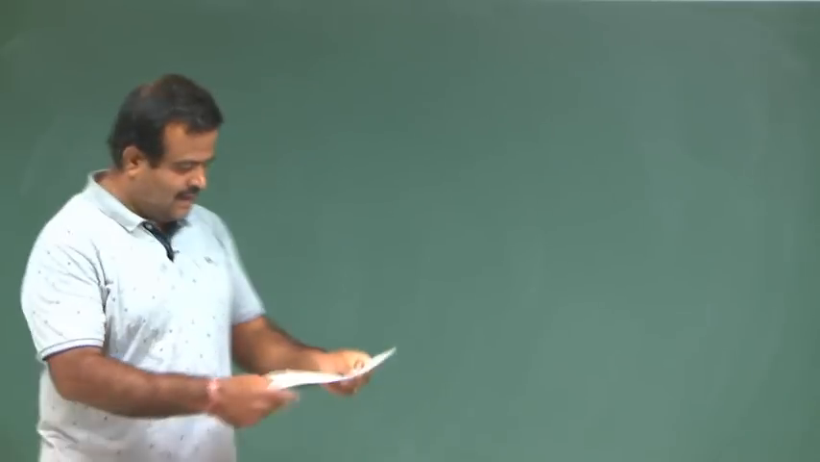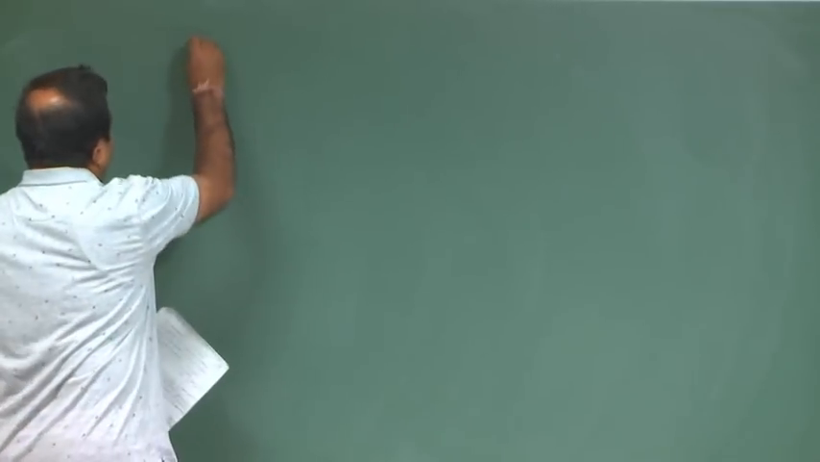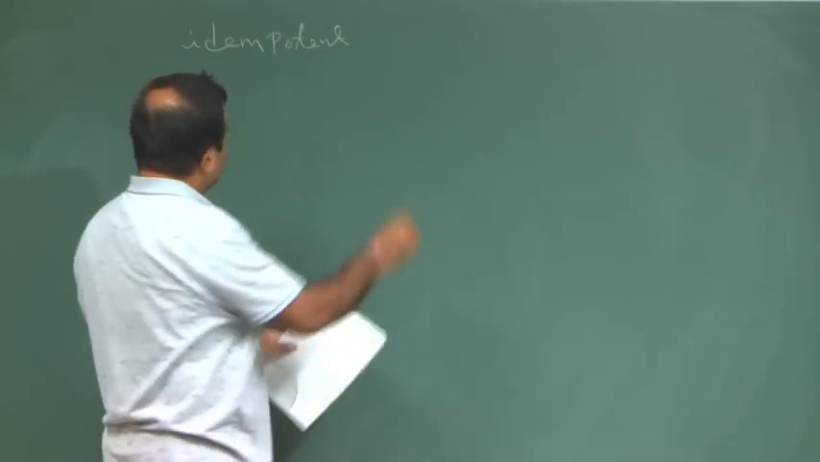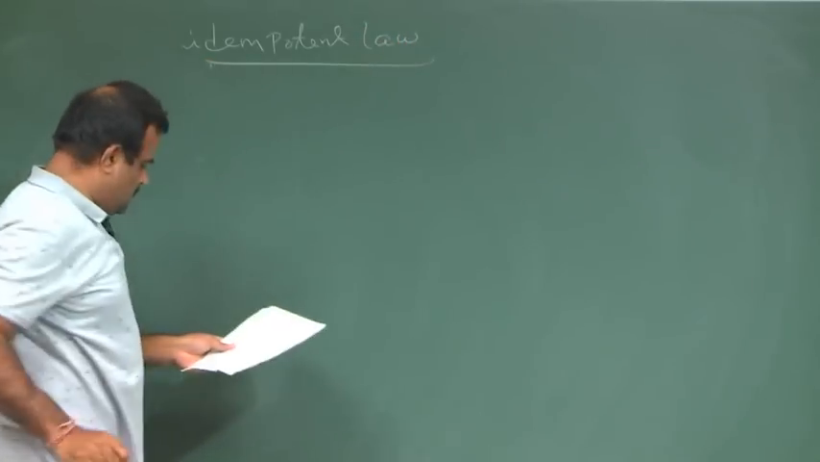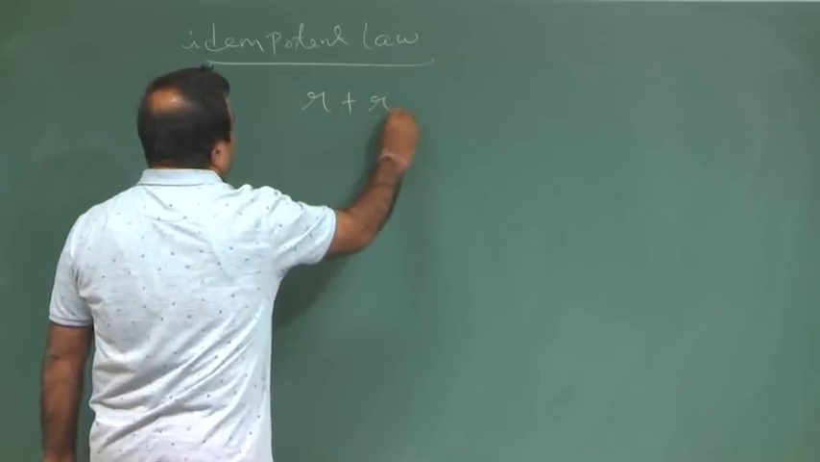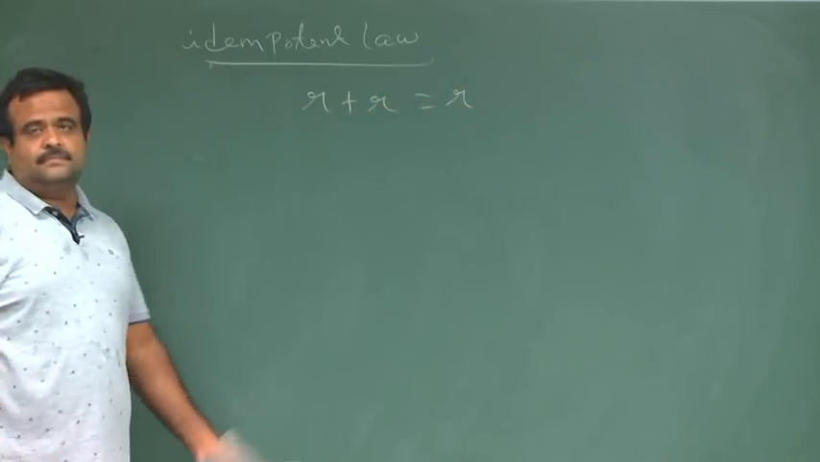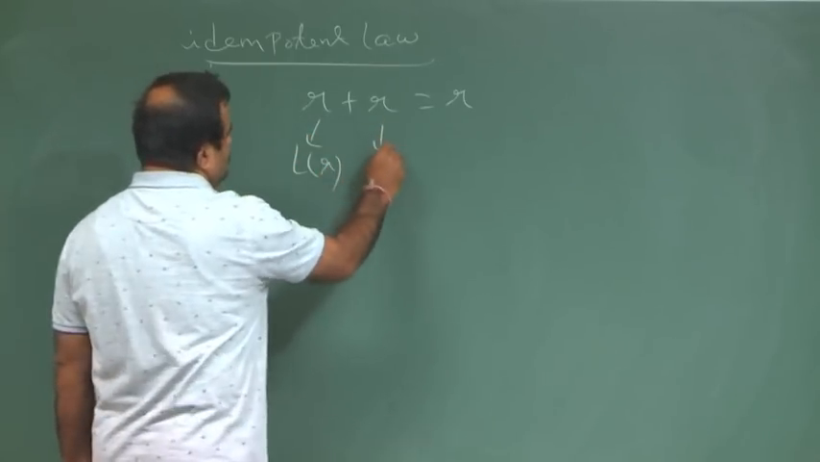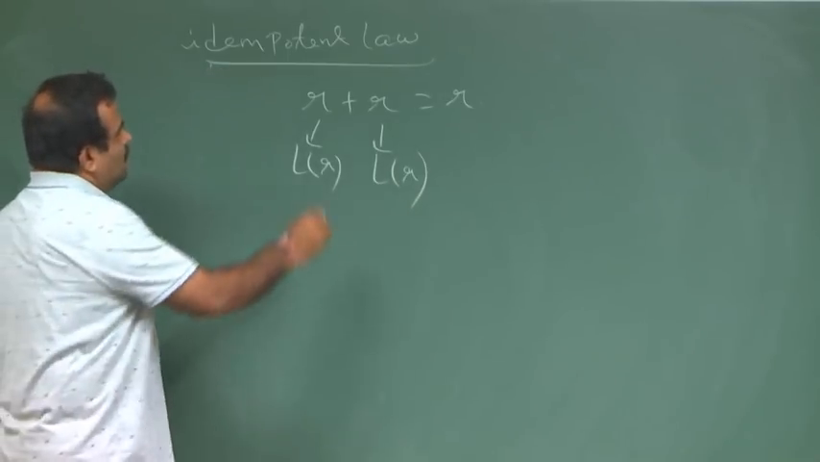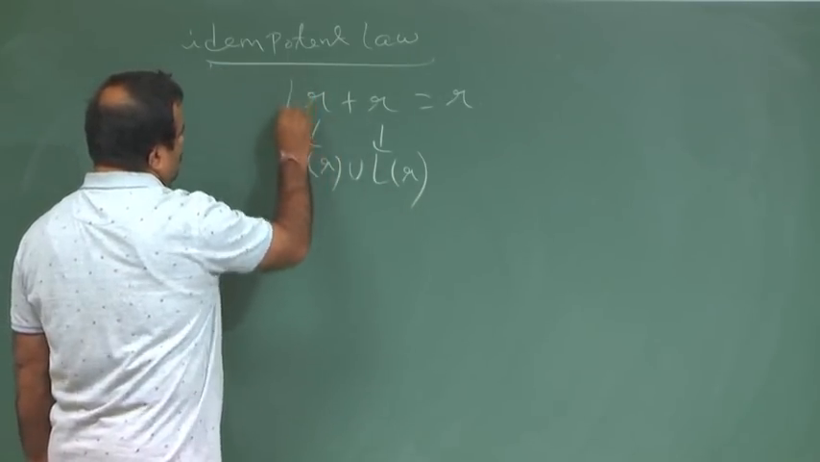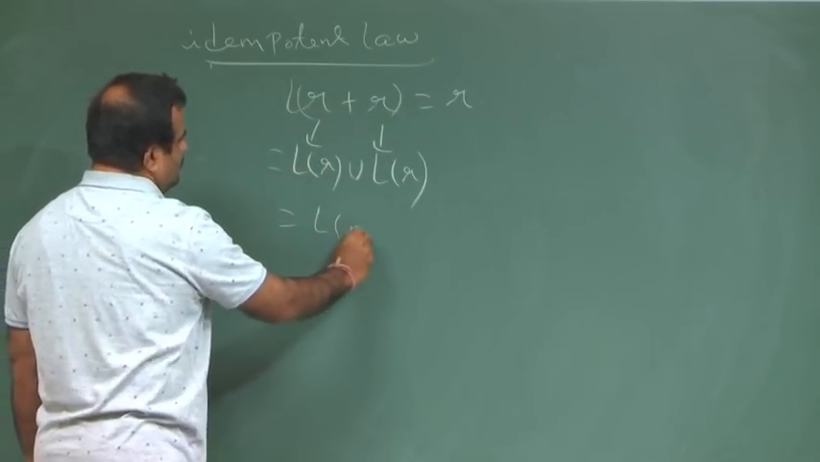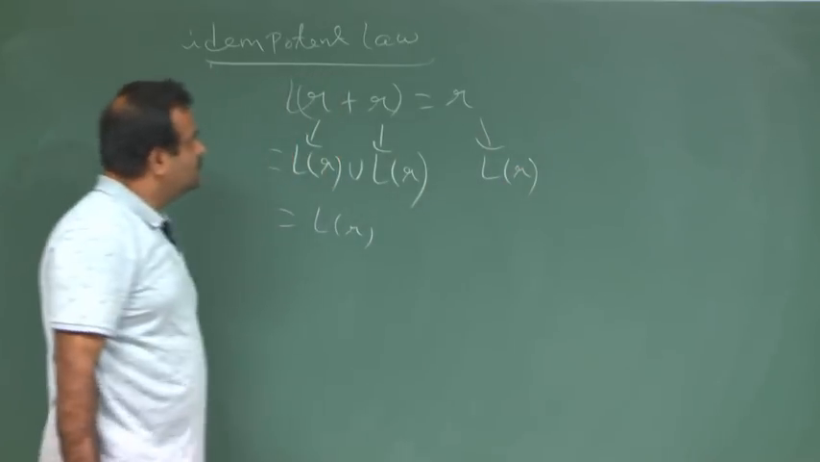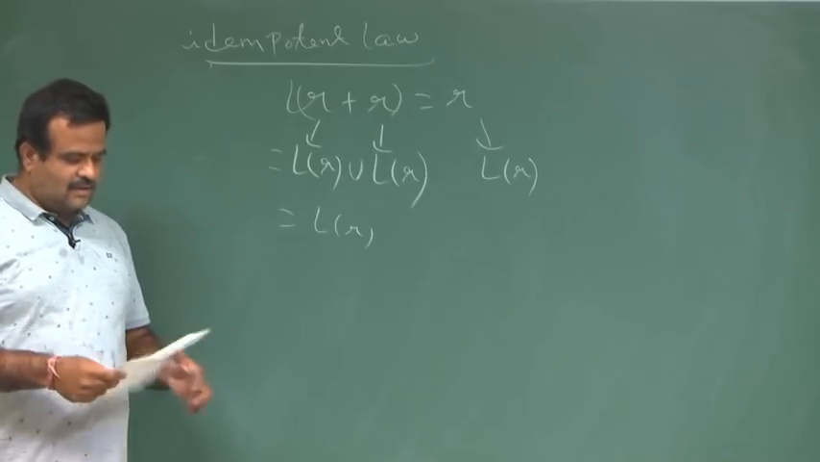Another property is the idempotent property on union. It says R plus R equals R. This is also obvious, because R corresponds to a language, and the language corresponding to R plus R is basically the union, which is the same as L of R. So R plus R is R.